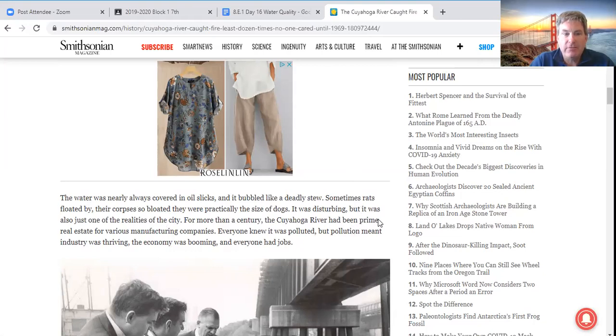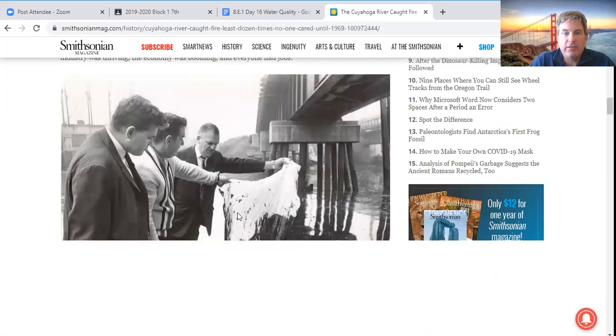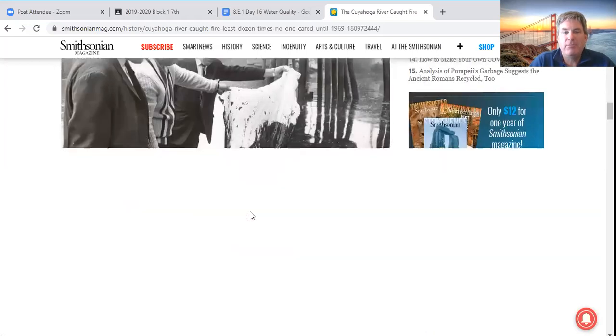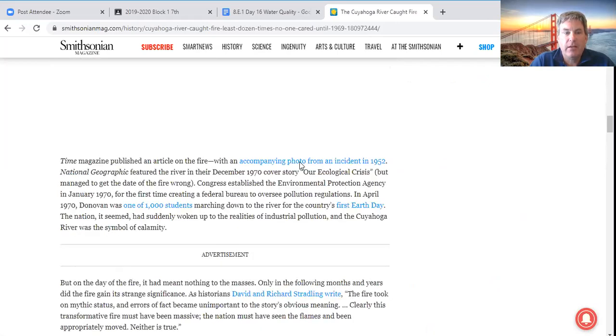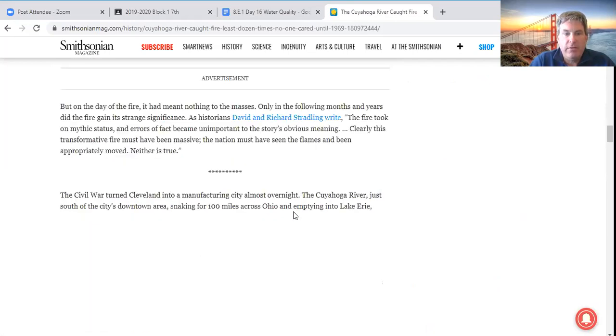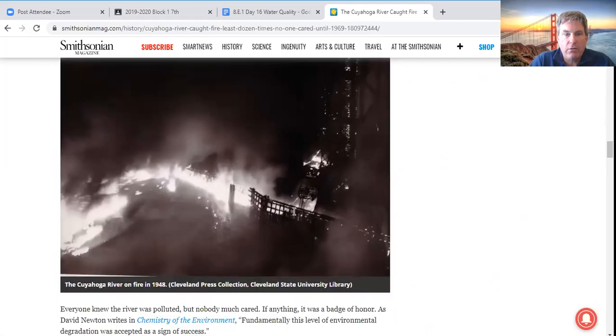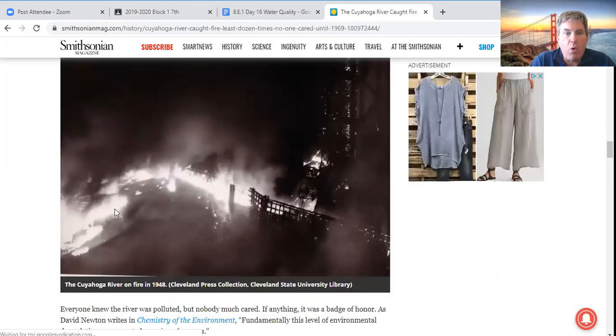But I mean, again, these are things that happen when you just dump stuff in the water without any care for what you're putting into it. Let's see. Accompanying photo from an incident in 1952. So basically, the river caught fire. Literally, that's water on fire. So there are reasons that we've created these laws here in the United States.